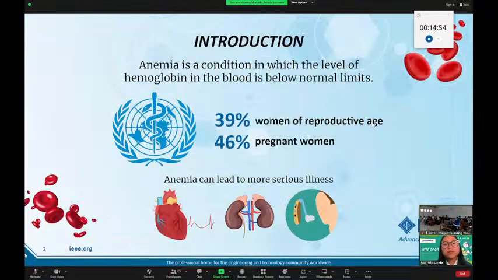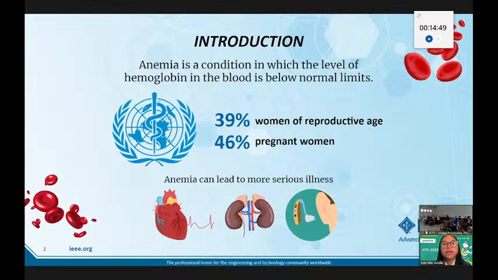Anemia is a condition where the level of hemoglobin in the blood is below normal limits, which can cause disruption of the oxygen transport system. Based on the data from the World Health Organization, the number of anemia sufferers in 2016 was 39% of women of reproductive age and 46% of pregnant women. Low hemoglobin levels in people with anemia can lead to more serious illness if not detected and treated as soon as possible. It could cause arrhythmias, disorders of the heart and kidneys, and can also affect hearing loss.